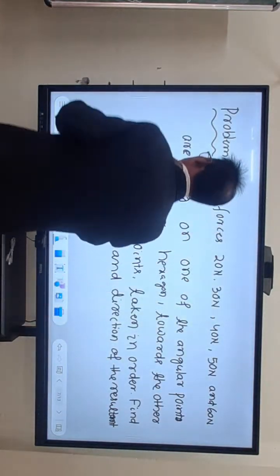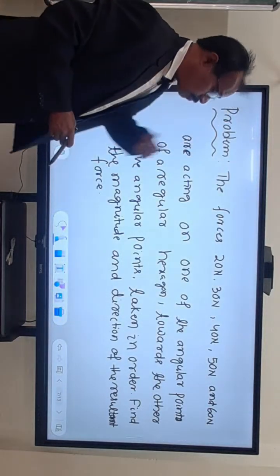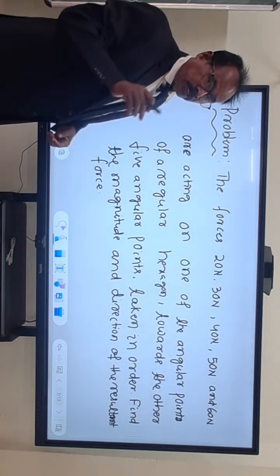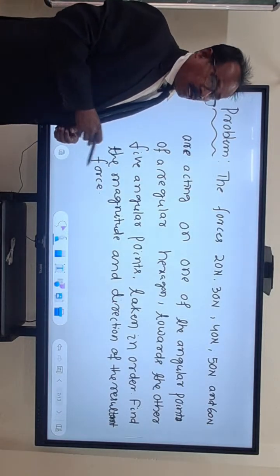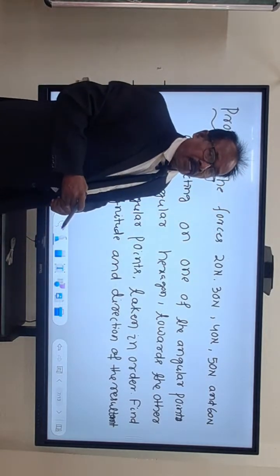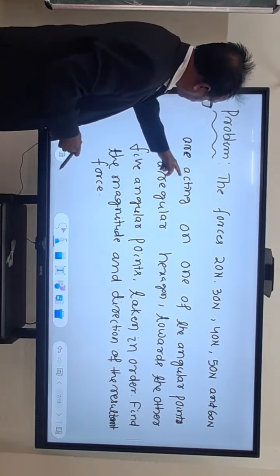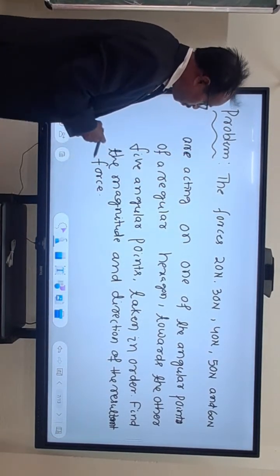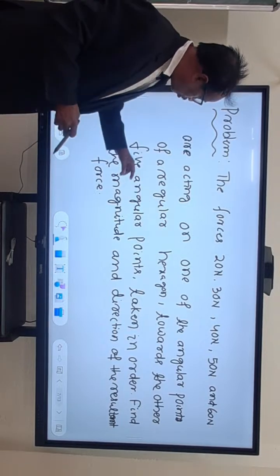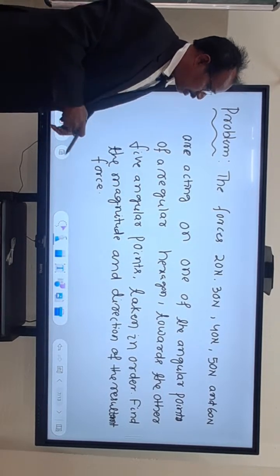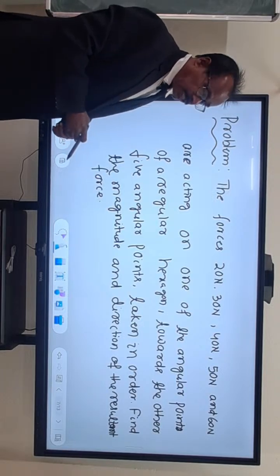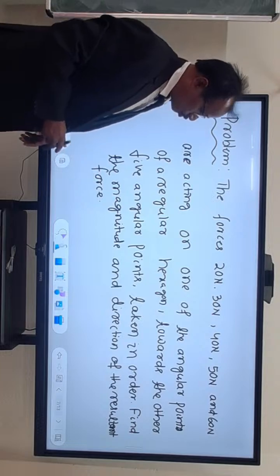Now, I will solve another problem. Here, the question is like that. The forces 20 Newton, 30 Newton, 40 Newton, 50 Newton and 60 Newton are acting on one of the angular points of a regular hexagon towards the other 5 angular points taken in order. Find the magnitude and the direction of the resultant force.